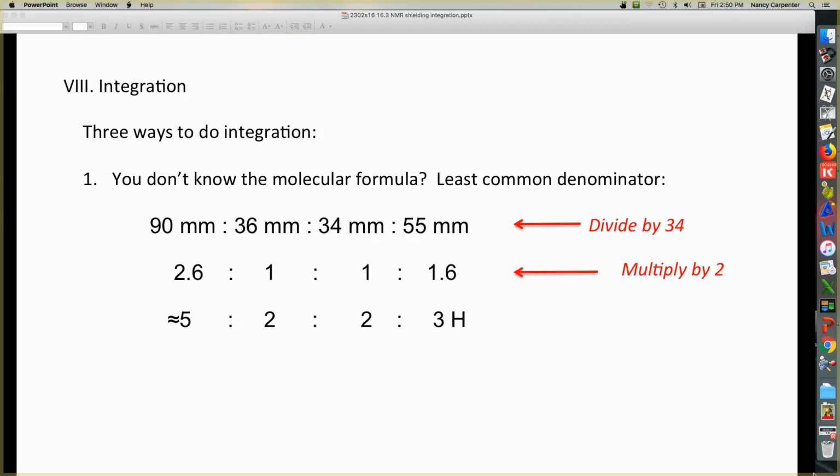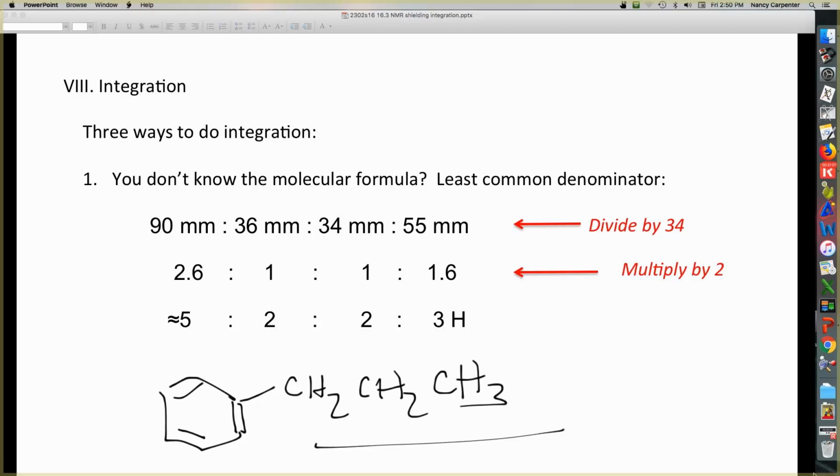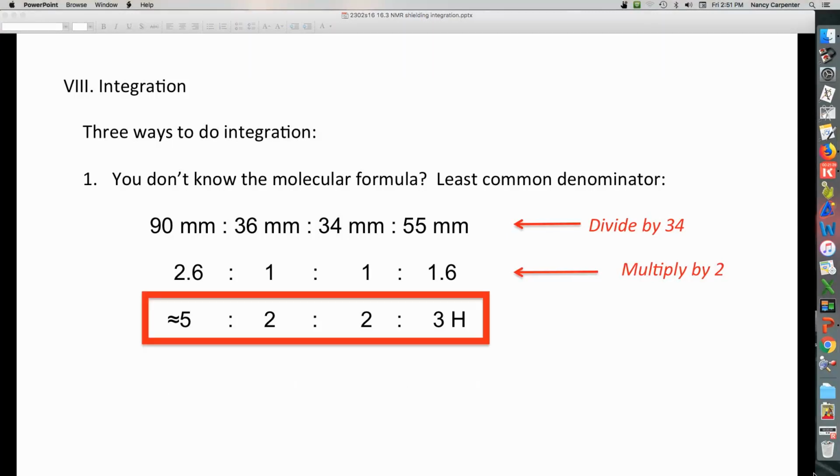This could easily be a monosubstituted aromatic associated with a CH2 and a CH2 and a CH3. I'm not saying that's what it is, but it could be. Depends on the chemical shift, of course. All right, so that's one way you can do integration.